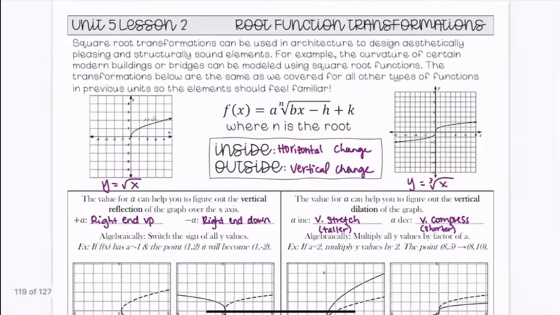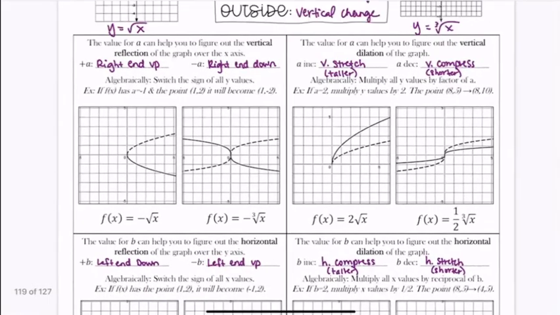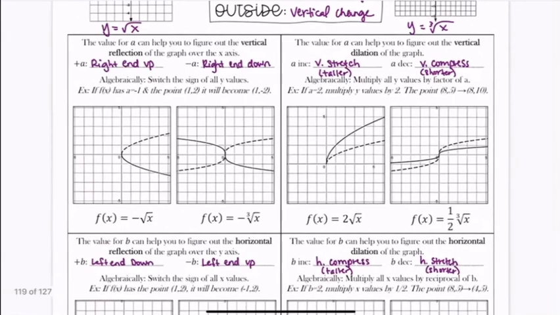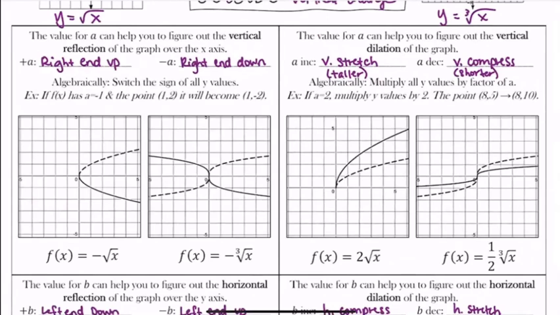Perfect. Now let's look at the other page. I have filled in these as well. I'm just going to go with a first, then we'll move on to b. Looking at a, it says the value of a can help you figure out the vertical reflection. So if I'm reflecting vertically, that means I am going this way. And you can see here, I was here, and then I flipped this way. If you want to add the arrow, if that would help, you can do that right here.